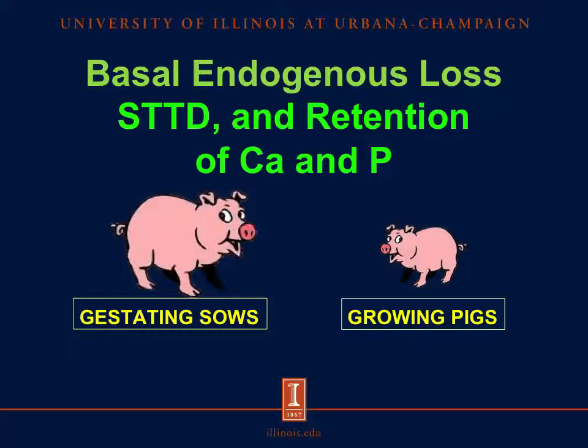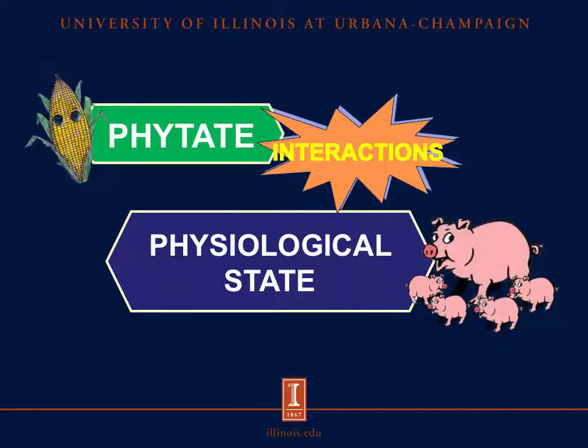The results from this study tell us that basal endogenous losses of calcium and phosphorus that were obtained from sows in mid-gestation were greater than the values from growing pigs. In spite of greater basal endogenous losses of calcium and phosphorus, gestating sows still had lower values for STTD and retention of calcium and phosphorus compared with growing pigs. Interactions between physiological state and phytate level for the STTD of calcium and phosphorus retention were observed, and these results indicate that growing pigs are more likely to be affected by dietary phytate than gestating sows.